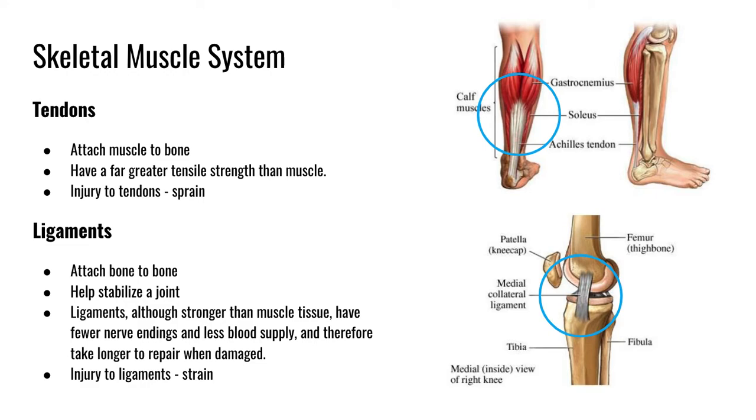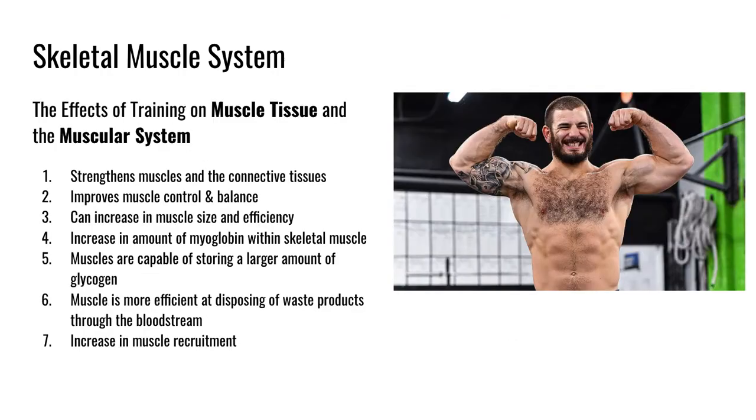There's also a difference as it relates to injury. If you injure a tendon, it's called a sprain. And when you injure a ligament, it's called a strain. So those are just things to think about as you're on the coaching floor, and if anybody has any aches or pains, kind of understanding where they are coming from.